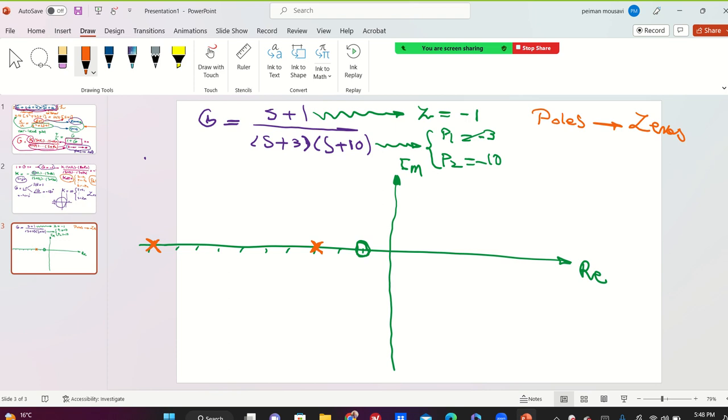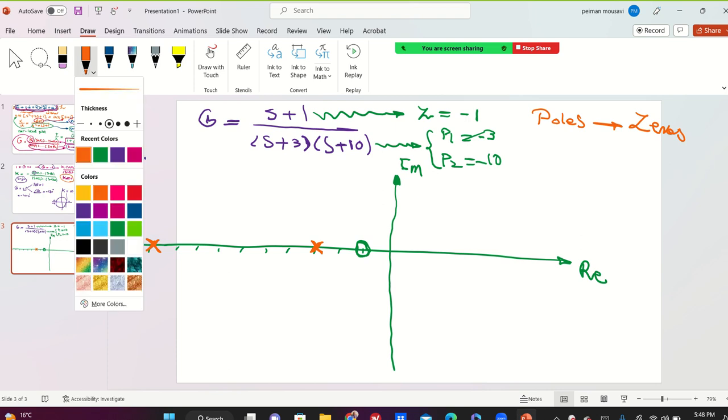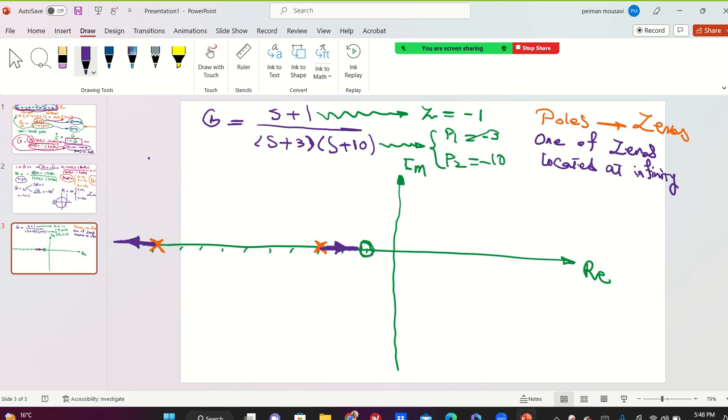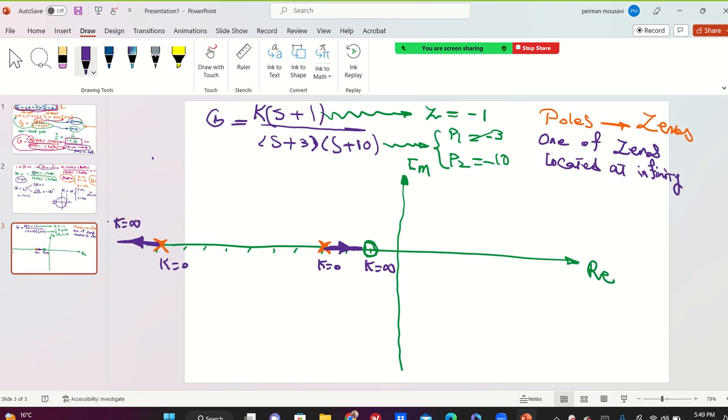When you see that the number of poles is greater than the number of zeros, it means one of the zeros is located at infinity. Okay? Understand? So that's why this is your root locus. See, in this arrow, this pole moves here. And this pole moves here. This is the root locus of your system. Obviously, here is gain zero. Here is gain infinity. If you have a gain here, K, here is gain zero. And here at infinity is gain infinity. The name of this is the root locus of a given system.